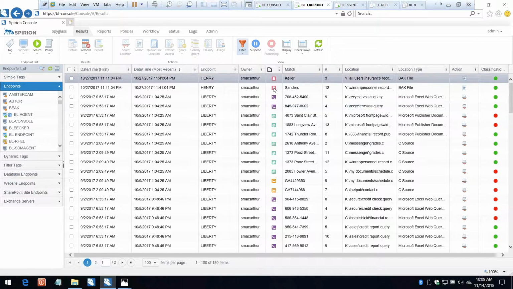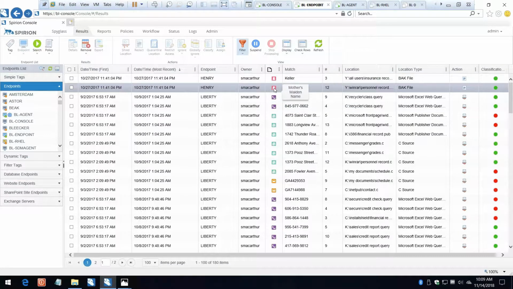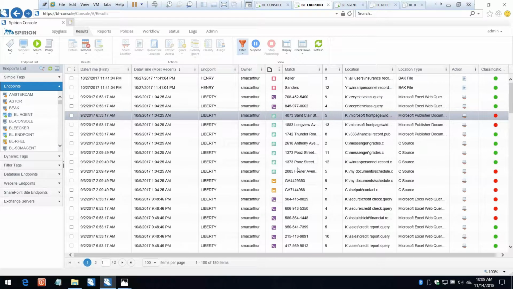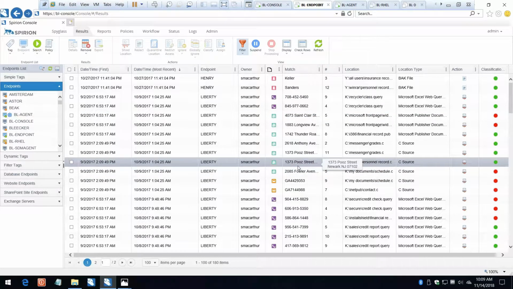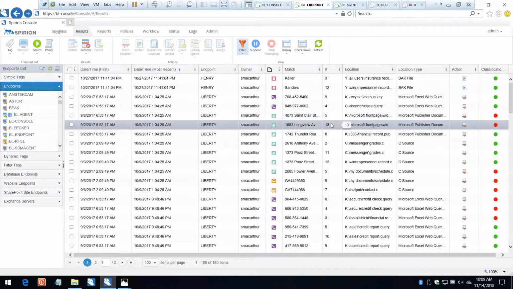You can see various data types. These icon overlays basically depict different types of information that I briefly talked about. We'll talk a little bit more about that. Telephone number, addresses, driver's license number, VIN registration numbers, ethnicity, things like that. You can see how many matches have been discovered in particular locations. You can see the actual location, and it's a logical location.